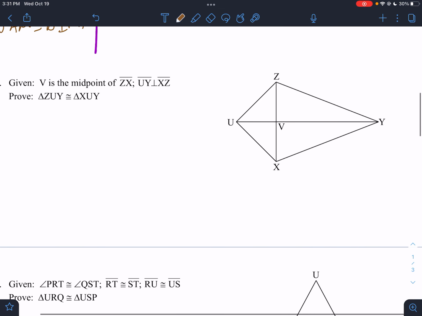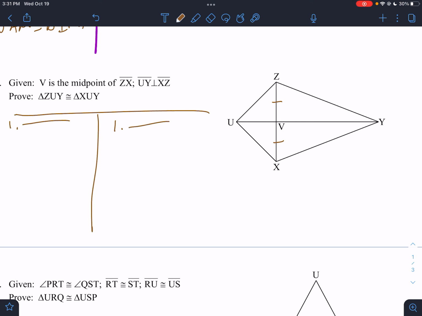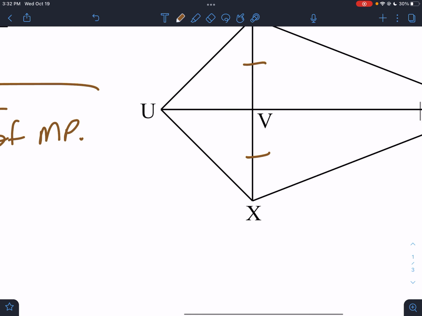Okay, next one. V is the midpoint of ZX. I'm going to mark it. I'm going to write about it. A lot of you forgot to write about this on your quiz. So VZ is congruent to VX. And that is just, we're going to say, definition of midpoint. Not definition of bisector, right? They didn't say V is a bisector. They said V is a midpoint. Same premise, but they said midpoint. So we say midpoint. Then they tell us that these lines are perpendicular.